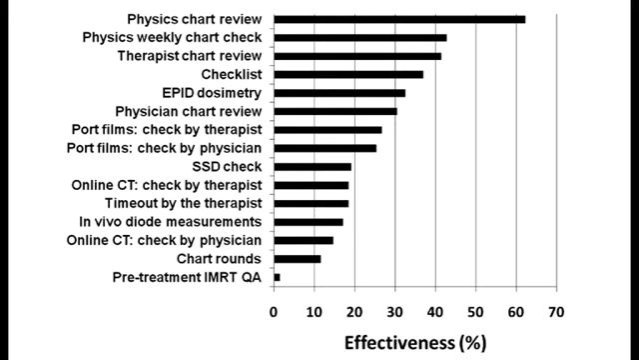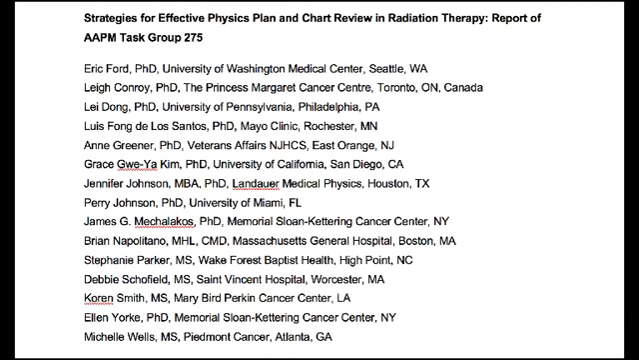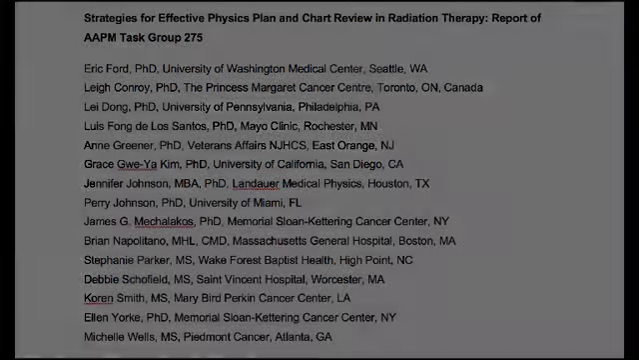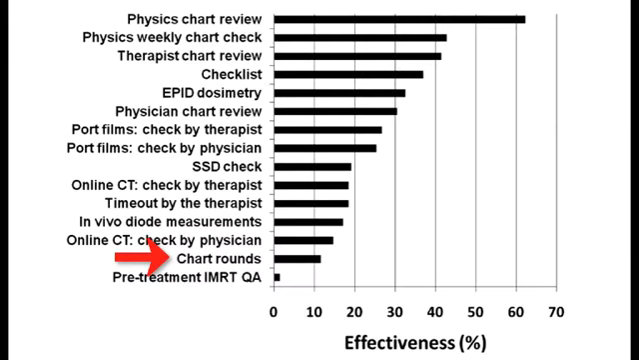So let me start with the top, talking about plan review by the physicist. That's the topic of an upcoming report from the AAPM, Task Group 275, that will be published in 2019. And that describes strategies for plan and chart review by the physicist: what should be checked, the frequency, and a risk profile associated with that. Going back down here to the QA chart rounds, that's another area where there are now some recommendations by professional societies.